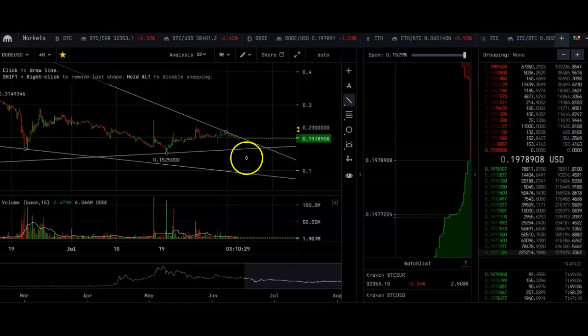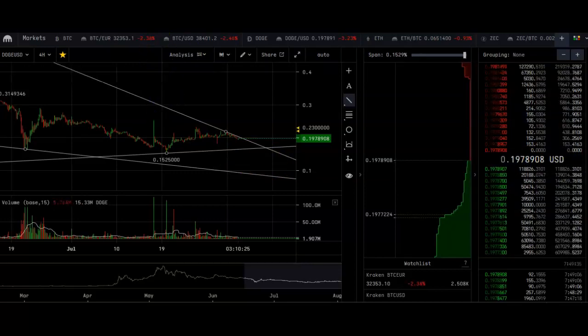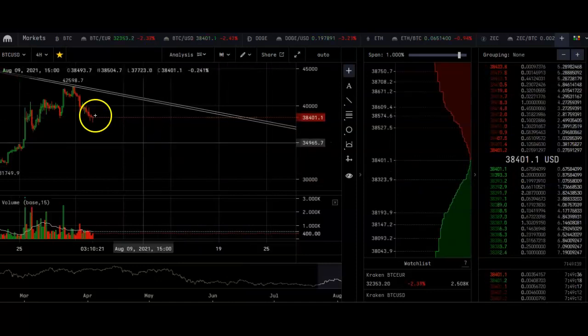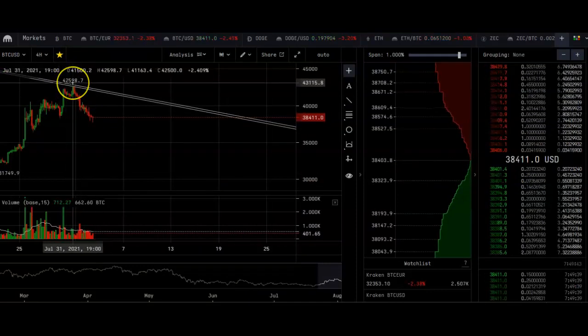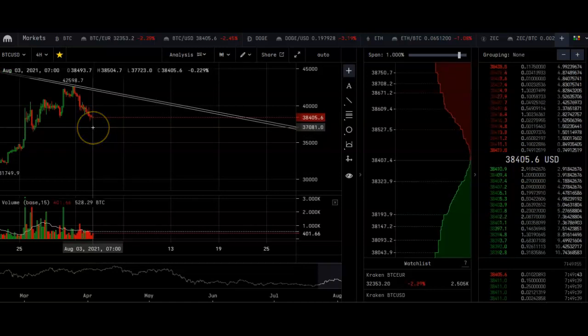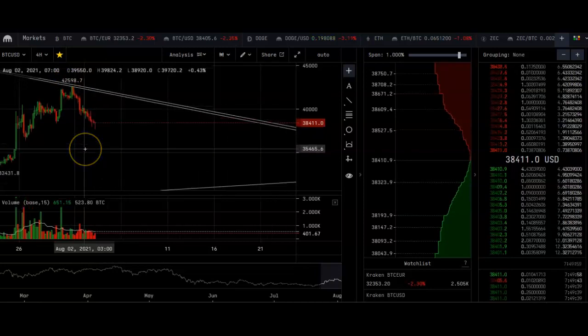As you can see, we've dumped quite a bit. If you go to Bitcoin's chart and you look at that, we've gone from 42,598.7, which was on July 31st at 1900 hours, down to 38,405.6 within a matter of days. Okay, and look at that parabolic drop. Okay, and that's what I'm saying.